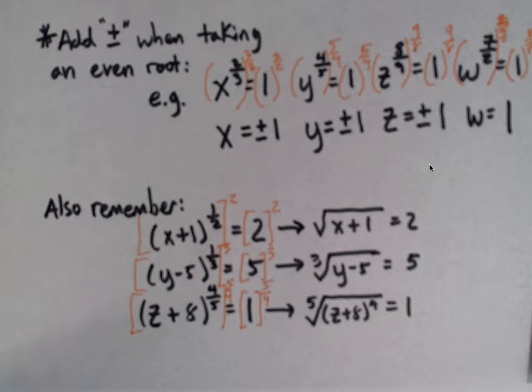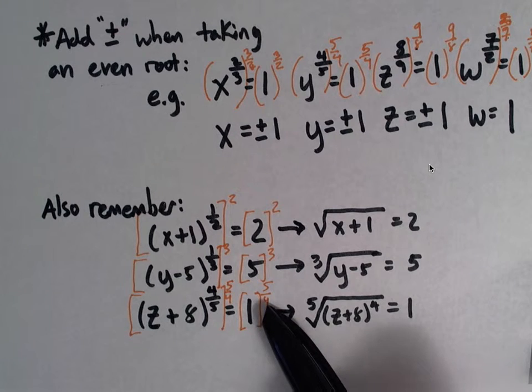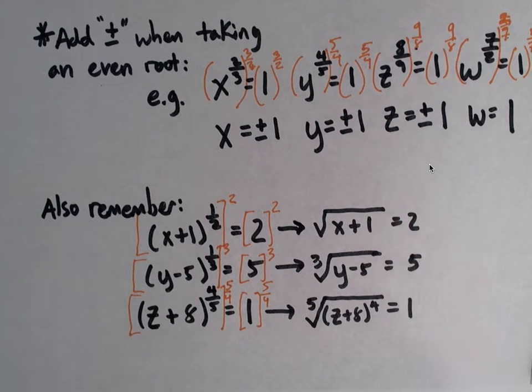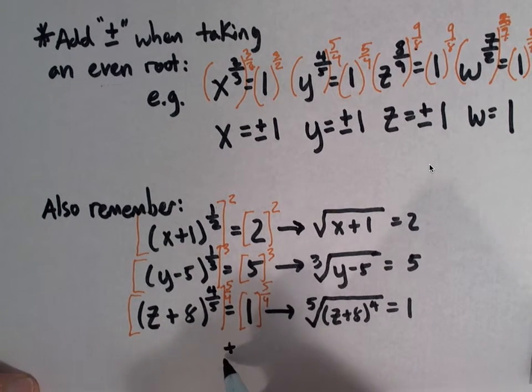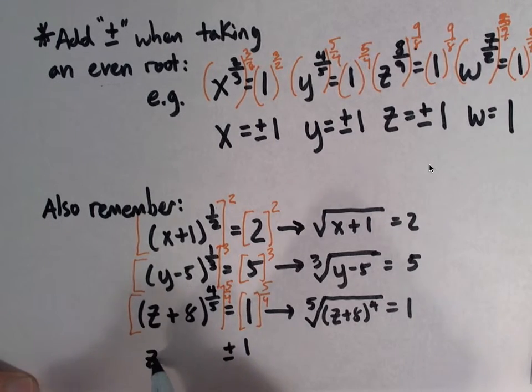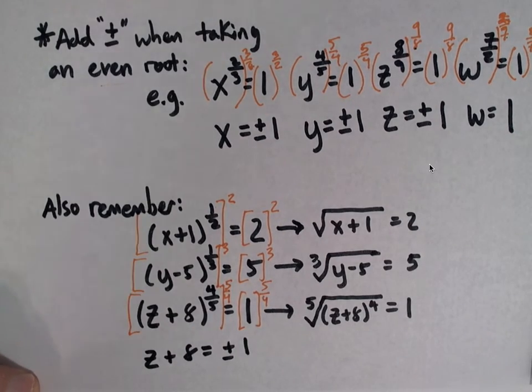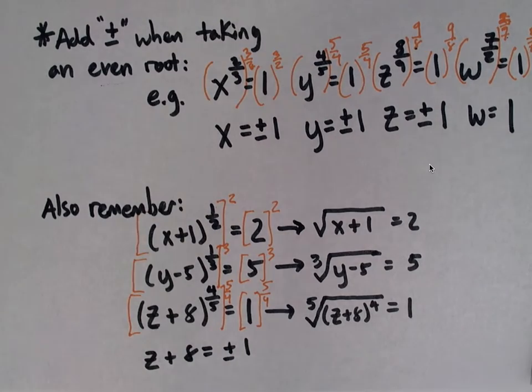Only in this last case, like we just talked about, you have a 4 in the denominator, so you would actually add a plus or minus, plus or minus 1. The other ones you would not, because there's no even denominator. So only in this last case. Okay, let's go ahead and try a couple problems now for real.